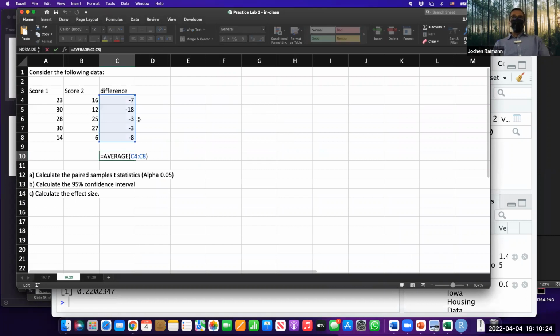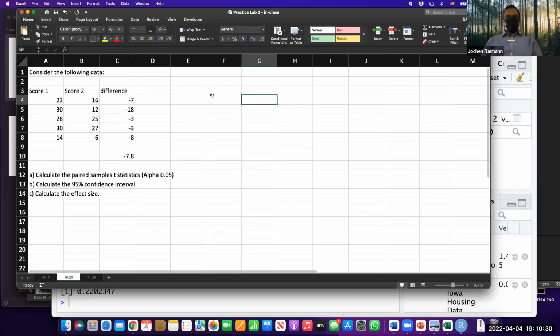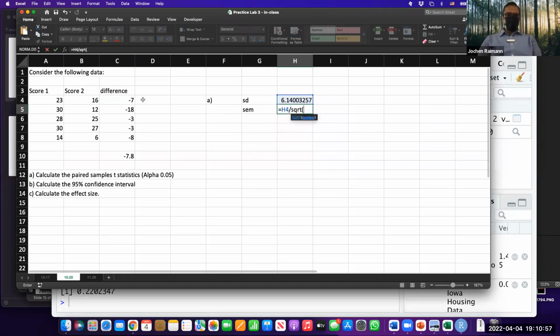So this time score decreased. So what are we doing? In part A of this endeavor, we need the standard deviation, right? So standard deviation is essentially STDEV again. So it's the same exercise. We get a STDEV, now we do an SEM, which is now the standard deviation divided by square root of 5. That's the standard error of the mean.